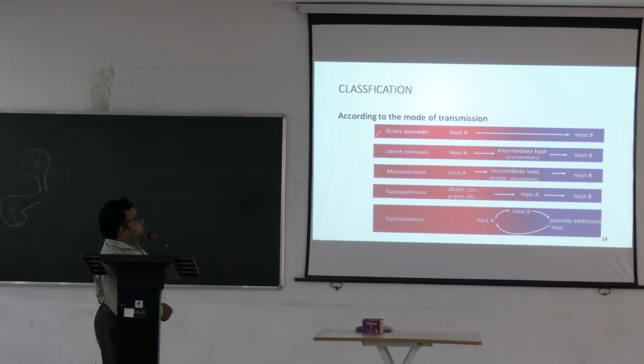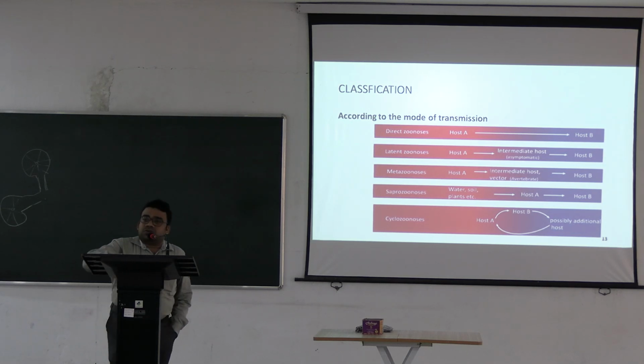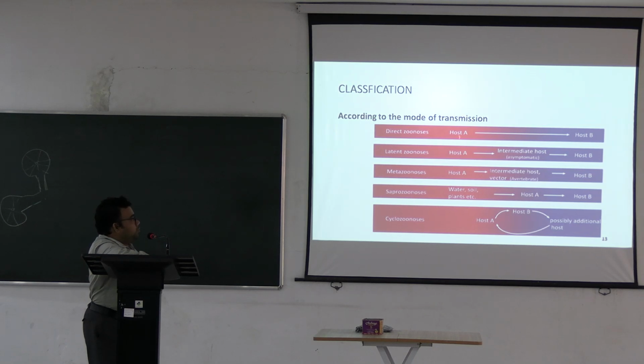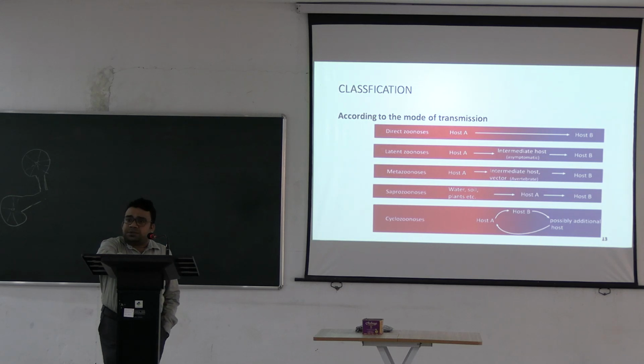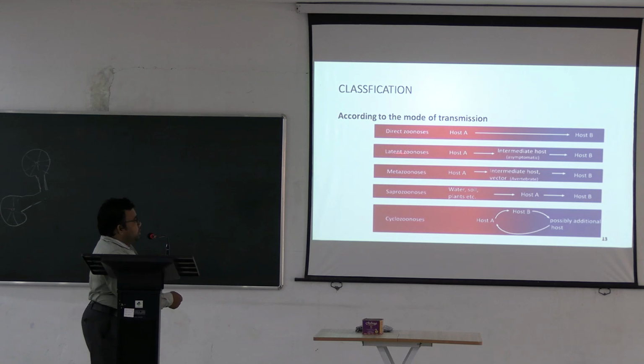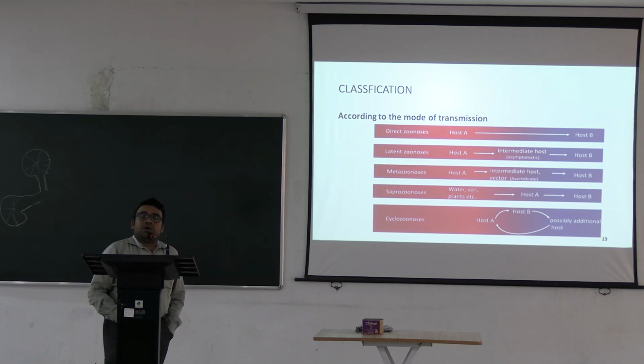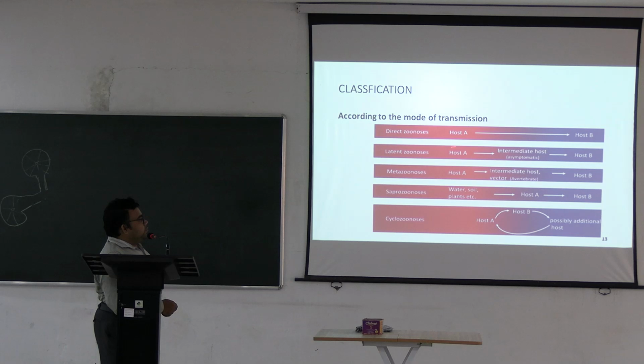Now, in this, first is the direct zoonosis. In direct zoonosis, there is a host A and host B. The transmission happens directly from host A to host B. A very good example would be that of rabies infection. A rabid dog, if it bites a human being, there is direct transmission. Latent zoonosis is called when the transmission occurs from one host to the other, but there is an intermediate host. Whereas metazoonosis is when the two hosts are affected, but there is an intermediate host or a vector.